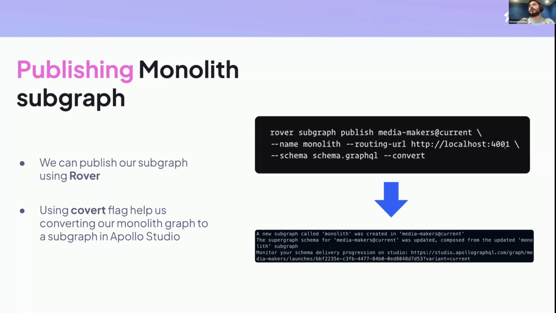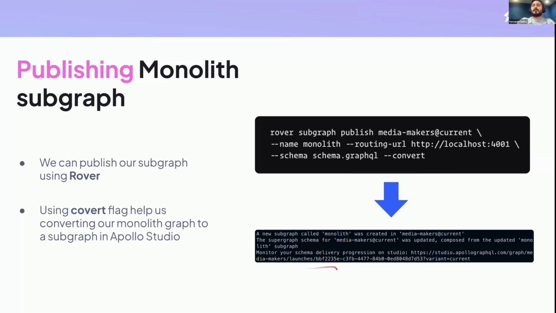Of course, we are working in localhost, and we have the ports that we define for this subgraph. We need to send the GraphQL schema as a parameter, and this parameter is really important this first time, because we are converting the graph to a federated graph in Apollo. So the first execution of this command, we need to run it with the convert flag.